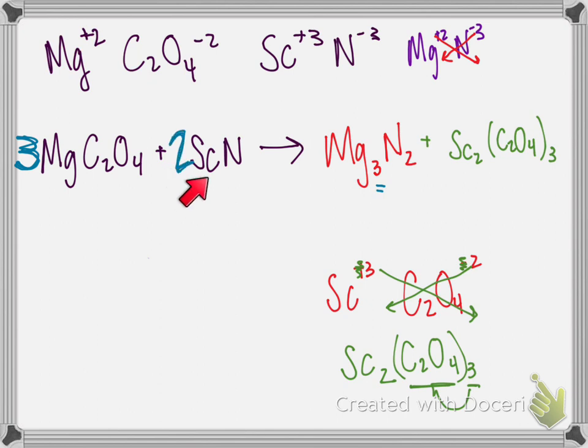And that means 2 scandium and now 2 nitride. Over here, I see 2 nitride. Okay, do you see the bounce back and forth that happens? Do we feel pretty comfortable with balancing equations by now?